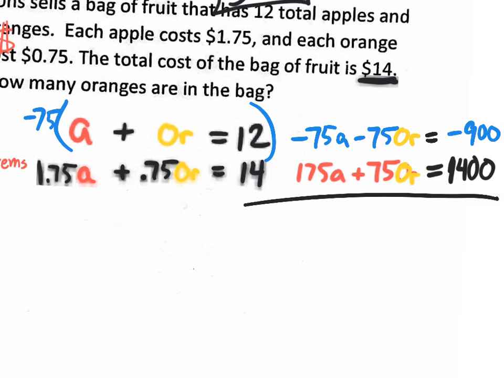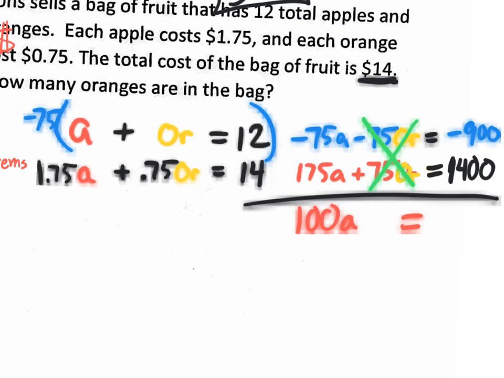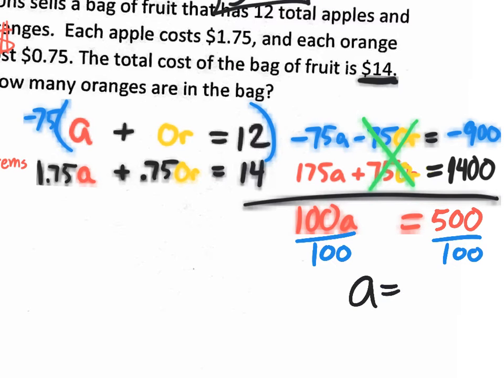So the negative 75a with the positive 175a, that's going to leave you 100a. And the negative 75 oranges with the positive 75 oranges, those eliminate. And then the equal sign comes down, and 1400 take away 900 is 500. So that simple one-step equation is solved by dividing by 100. So your answer is a equals 5.